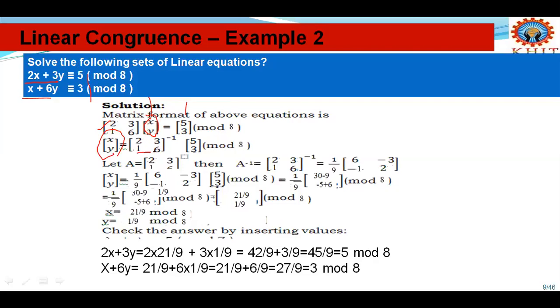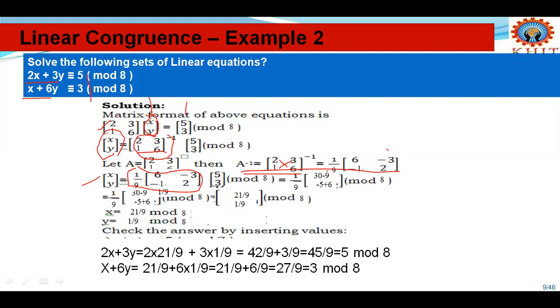Now the inverse of [2, 3; 1, 6], the A inverse, is equal to 1 by (12 minus 9) times [6, -3; -1, 2]. So A inverse is equal to 1 by 3 times [6, -3; -1, 2]. Now (x, y) is equal to A inverse, 1 by 9 into this matrix, with [5, 3] mod 8.